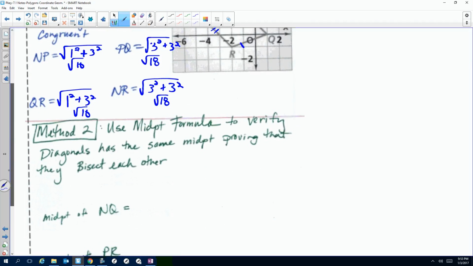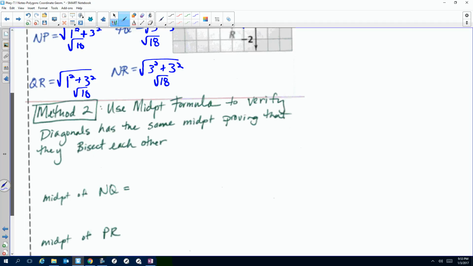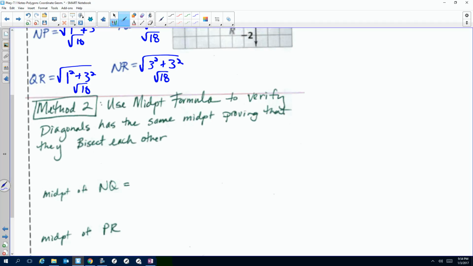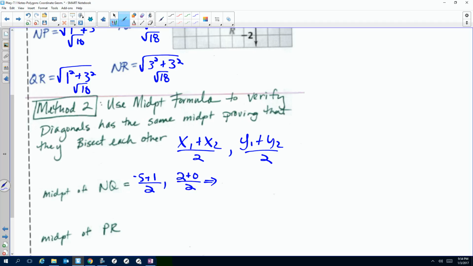Here we're going to use the midpoint formula for each diagonal, because we're going from N to Q. Our midpoint formula is basically just the averages of our coordinates: x1 plus x2 divided by 2, and y1 plus y2 divided by 2. We're going to check that for each diagonal. So for NQ, the x's are -5 plus 1, and then our y's are 2 and 0, which gets simplified to the ordered pair -2, 1.